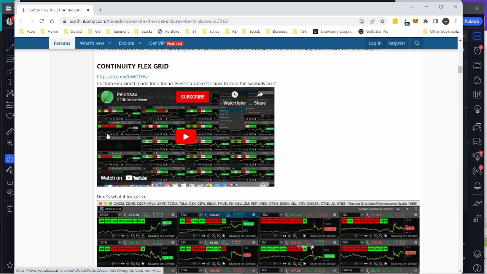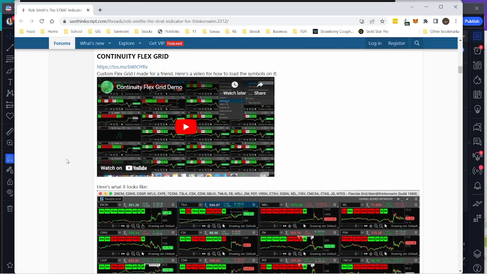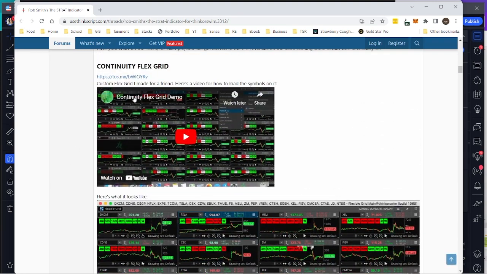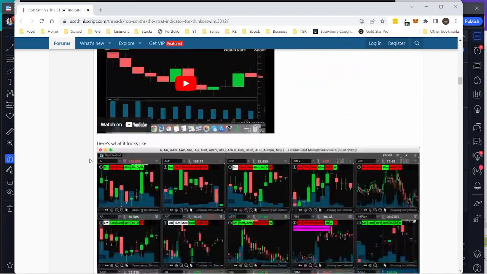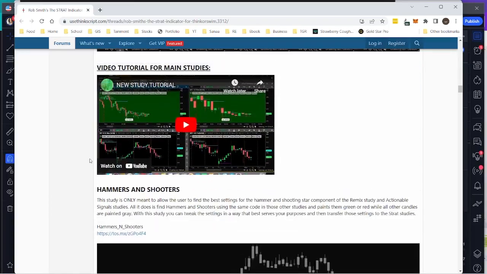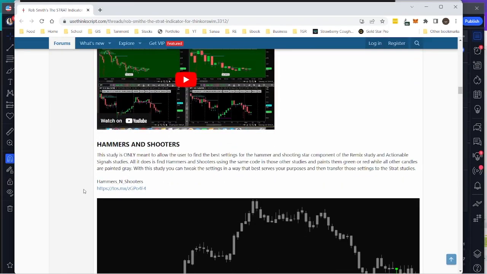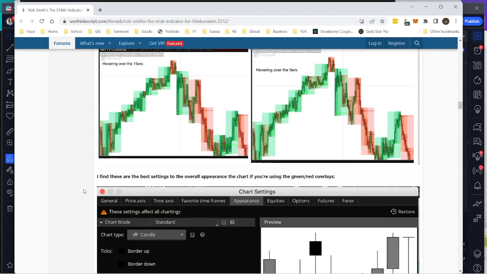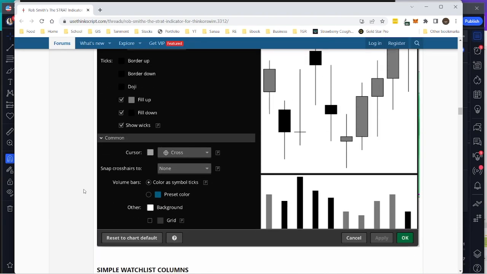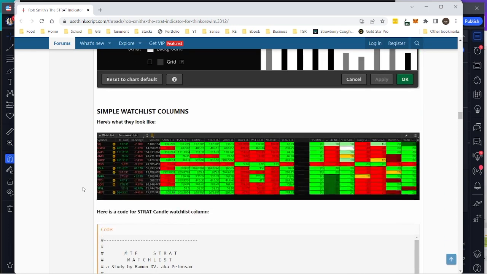When I first came across it, it was really just a list of scripts. But he also included videos here on how to put them on and how to load symbols. And then there are also watch lists that he has in here. Let me go down a little bit. There's a tutorial for the main studies, and overlays, you see that here. He shows you really how to do it, but this is the watch list columns.